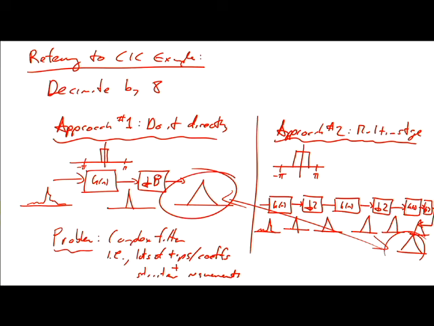So there's a trade-off, though. You have multiple stages, but you have simpler filter design. And what happens is you save on complexity, it's lower order filters, you only need a downsampler of 2, right, rather than a downsampler of 8. So at the end of the day, a lot of folks would employ approach 2 just because of its simplicity, right?